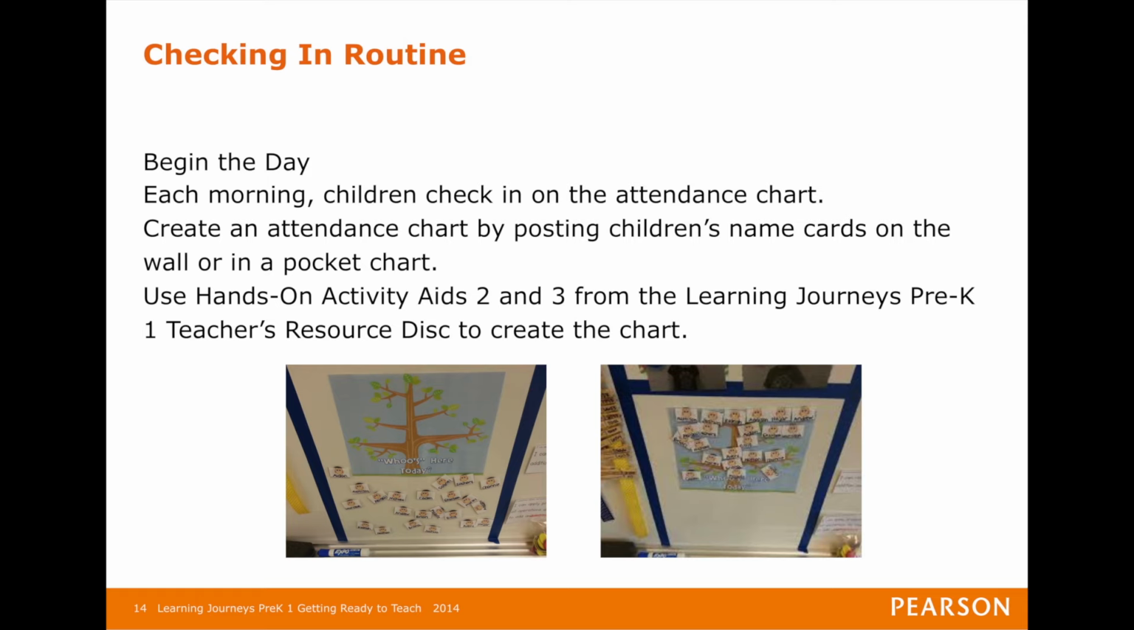The daily task of taking attendance is a perfect opportunity for children to learn their own names and the names of their classmates. Each morning, in the Learning Journeys Pre-K1 classroom, children check in on the attendance chart. Create an attendance chart by posting children's name cards on the wall or in a pocket chart. Keep another set of name cards in an envelope or basket near the chart. Have each child match his or her name card from the envelope with his or her name card on the chart. It's important for children to know what's expected of them in the classroom. Therefore, it's a good idea to spend time at the beginning of each year teaching children which instructional and management routines you will use.